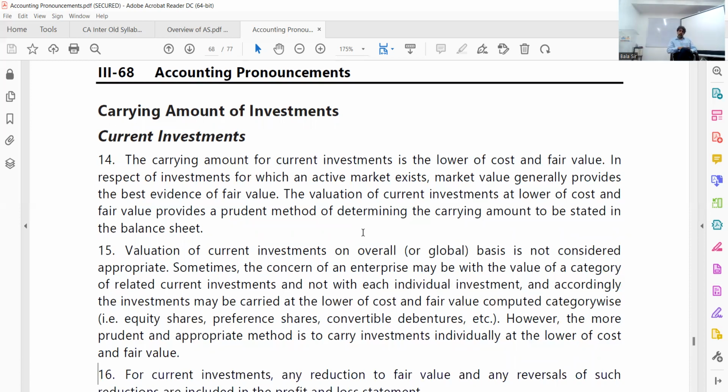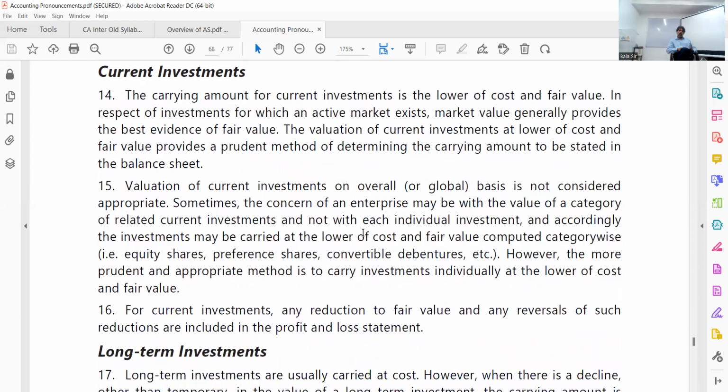Okay, next. Para 16, sir. For current investments, any reduction to fair value. Say cost is 100. What is the fair value? Now, example, 90. Any reduction, a 10 rupee reduction to fair value, and any reversals of such reductions. Suppose the 90 goes up once again next year to 95 or 98 or 99 or 100. Are included in the profit and loss statement.